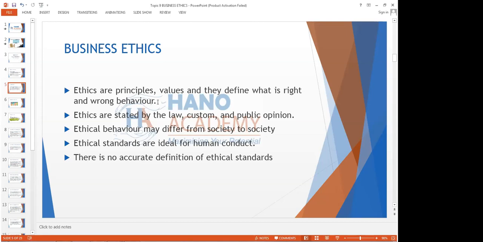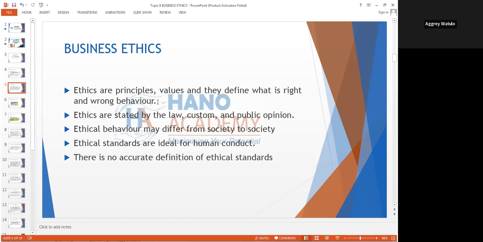Then ethical standards are ideal for human conduct. And there's no accurate definition of ethical standards. It keeps on varying from one society and community to the other.